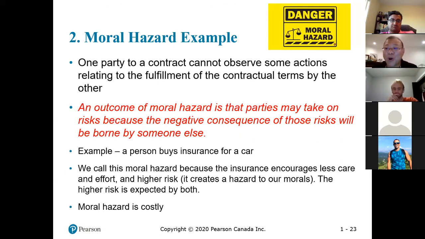You can see that's a moral hazard. It's about my future action after I sign the insurance contract. Okay, so you can see where moral hazard comes from. It's really about our behavior. So moral hazard is very costly. Moral hazard is very costly.